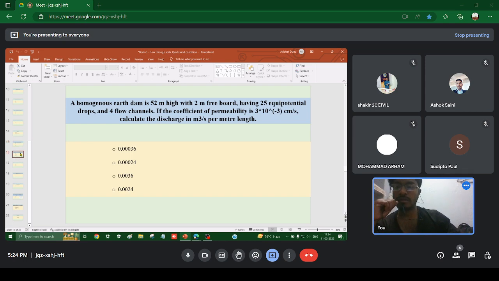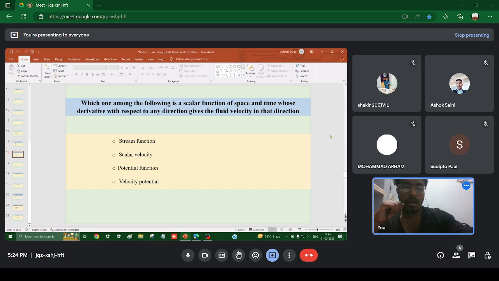Next question. Which one among the following is a scalar function of space and time whose derivative with respect to any direction gives the fluid velocity in that direction? The options are stream function, scalar velocity, potential function, velocity potential.